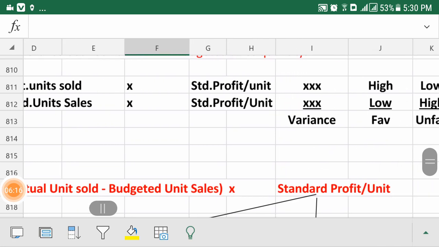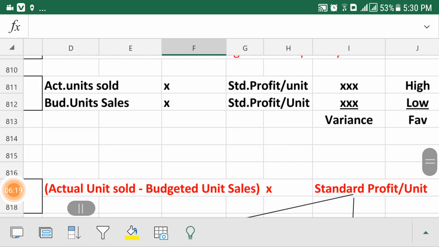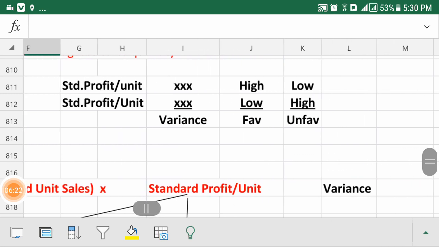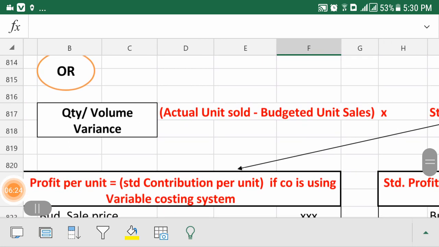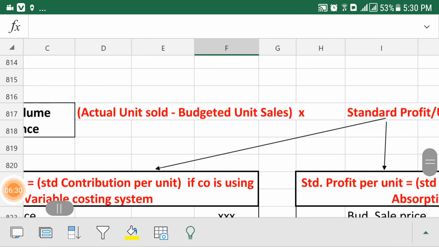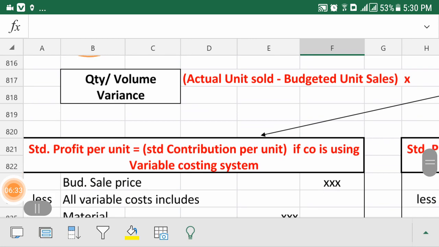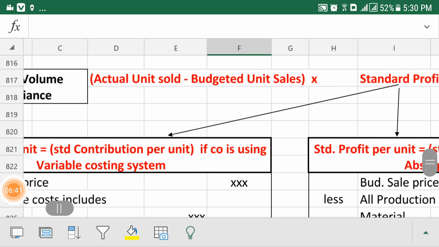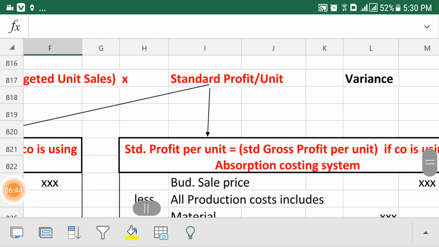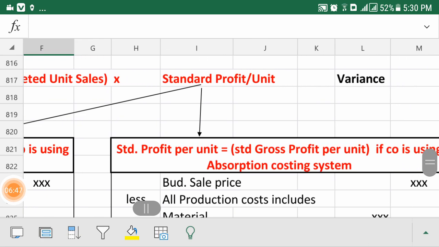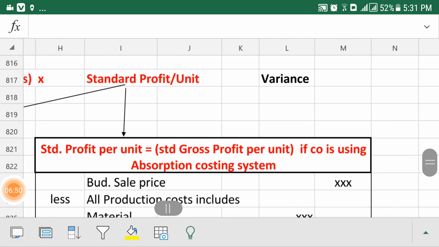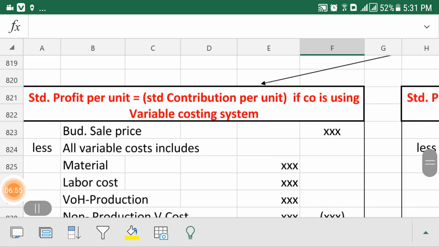Now we'll talk about the yield variance. What does the yield variance mean? Yield means the quantity variance. It measures the change in contribution or profit due to the difference between the actual units sold and budgeted units sold. It is favorable when the actual units sold in aggregate are greater than the budgeted ones. The reasons could be effective marketing campaigns, higher overall demand in the industry, and an increase in supply of the product due to the installation of new plants.